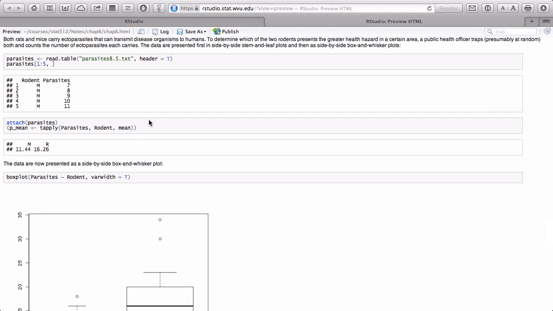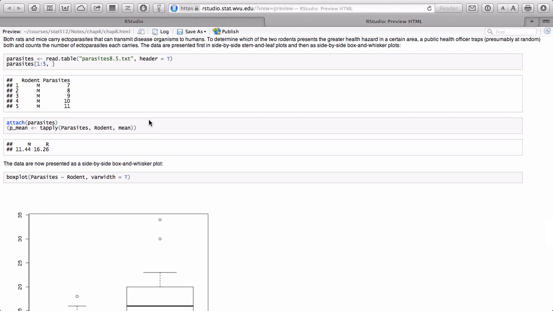There's a whole group of functions called apply functions. They're mapping type functions, and suppose I want the mean of both groups. In this case, I have a function called tapply. And the first argument, look at our data. If I would have printed out all the values for this, I only printed the first 5 here, but if I would have printed out all of them, under the column rodents I would have had M's and R's. And parasites would have had values going all the way down. So some of the values correspond to M, some of them correspond to R. Again, the two groups.